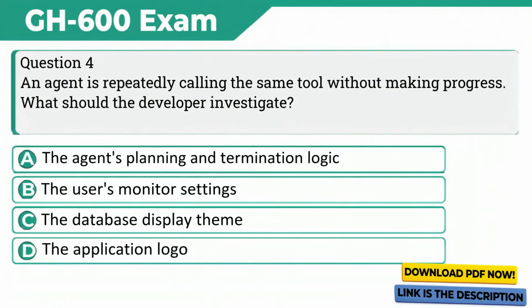Question 4. An agent is repeatedly calling the same tool without making progress. What should the developer investigate? A. The agent's planning and termination logic. B. The user's monitor settings. C. The database display theme. D. The application logo.